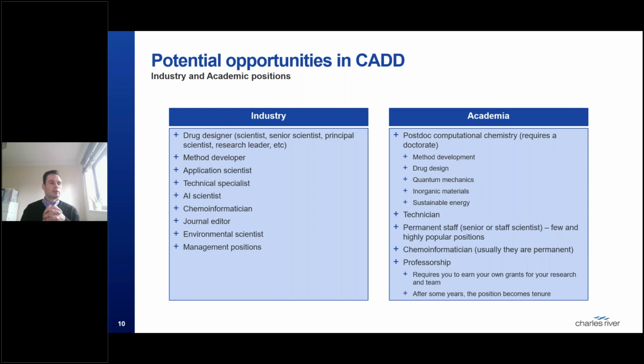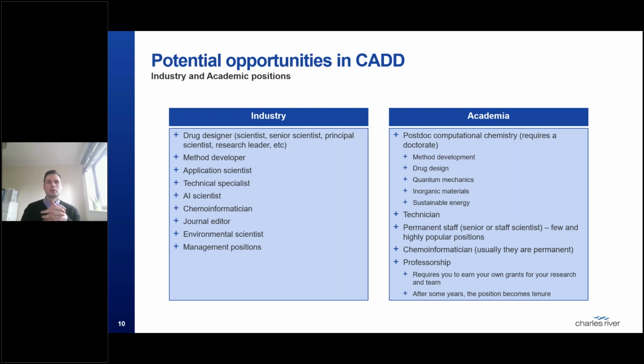We have the technical specialists, AI scientists that become more and more popular these days, cheminformaticians, and then you can move to not so much pharmaceutical-based positions, such as a journal editor, where you can work for a journal covering computational research. There are also environmental scientists involving computational chemistry, and then you also have management positions. If people are interested in management, they can move up the management ladder and manage their own group.